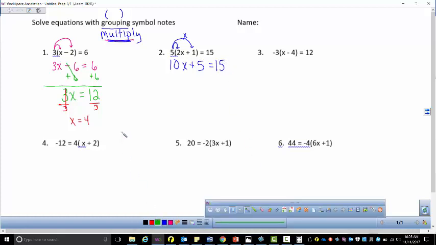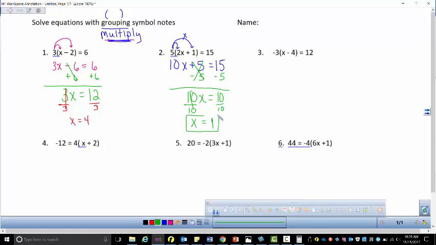And now we go back to what we've been doing. To move the 5, I have to say minus 5, minus 5, cancel. On this side, I copy down 10x equals 15 minus 5 is 10. And now I divide. 10 divided by 10 is just 1x. 10 divided by 10 is 1. So my answer is x equals 1.